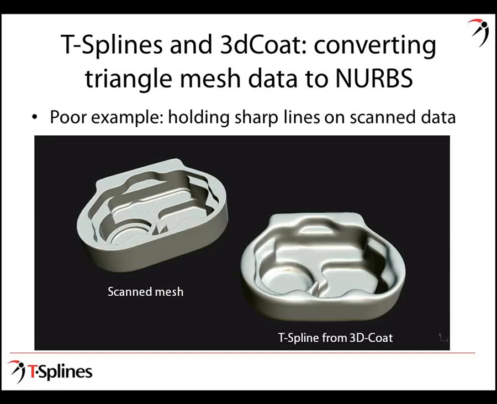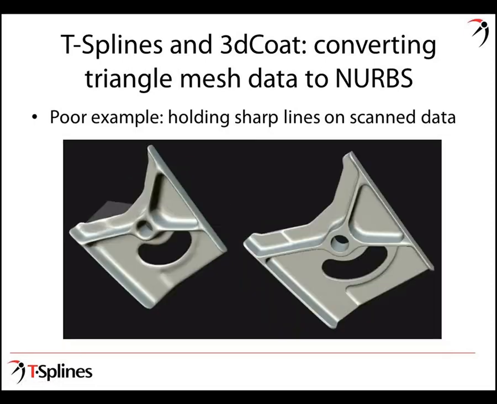We thought we'd also show some examples where we haven't been able to succeed quite as well. Here's a scanned mesh that we got from Direct Dimensions. And you can see when we ran that through 3D Coat, we got the general shape right, but we lost some of the hard edges. So that's just something to be aware of: if those hard edges are important to you, this perhaps might not be the best process.